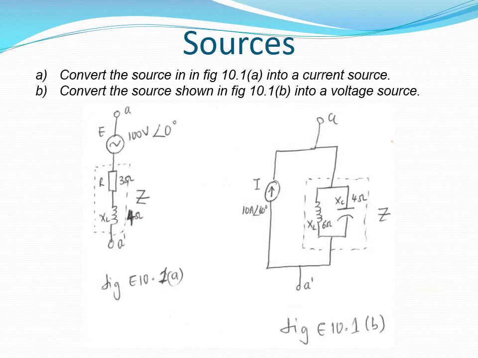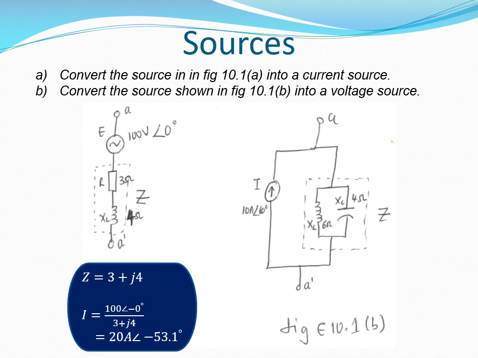In this example, we want to convert each given source into an equivalent source in the alternate form. For circuit A, we are converting from a voltage source into a current source. The source impedance is 3 plus j4. The equivalent current source rating is equal to voltage rating over the impedance, which works out as 20 amps at an angle of minus 53.1 degrees.